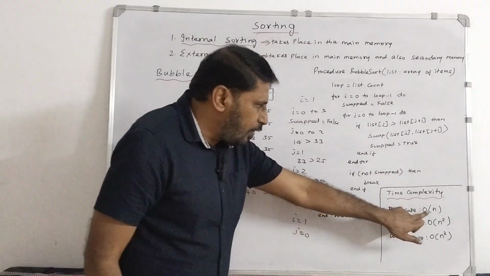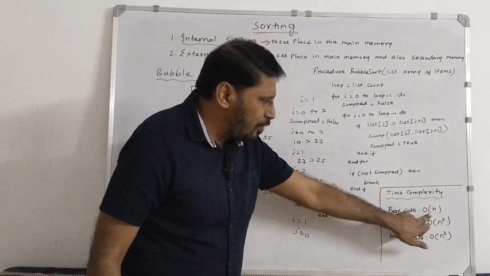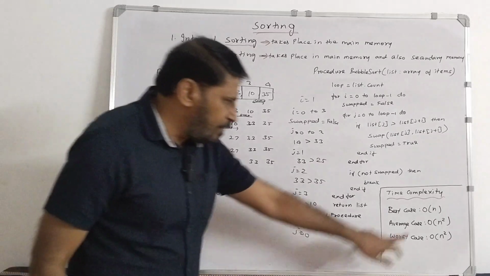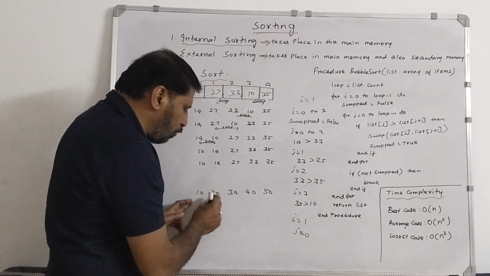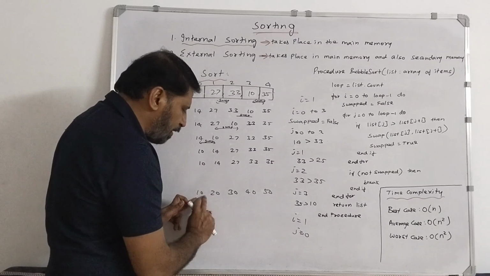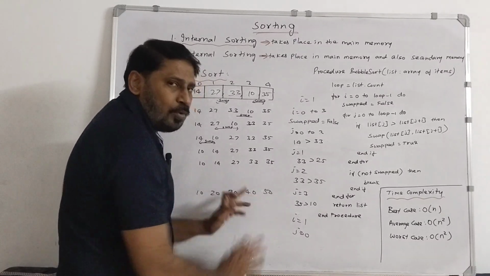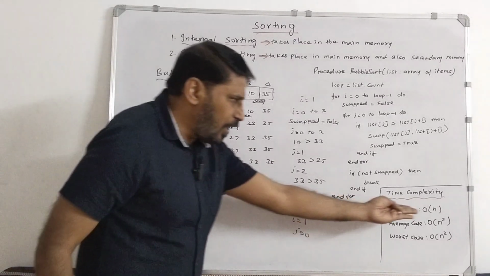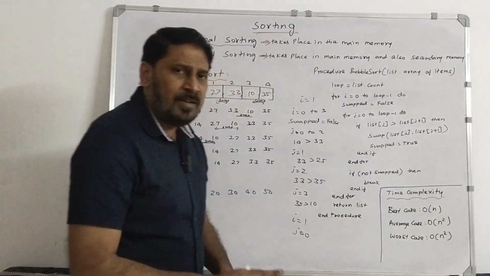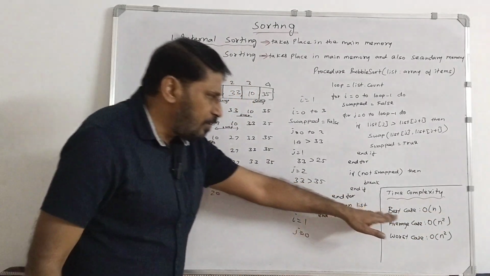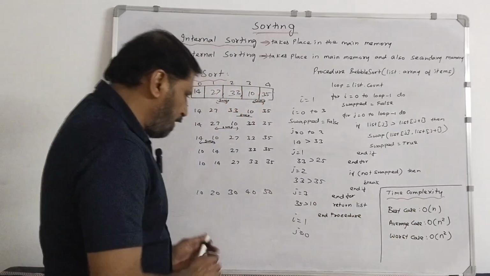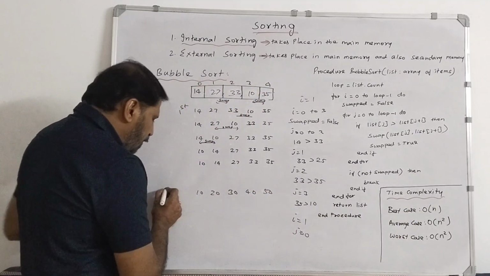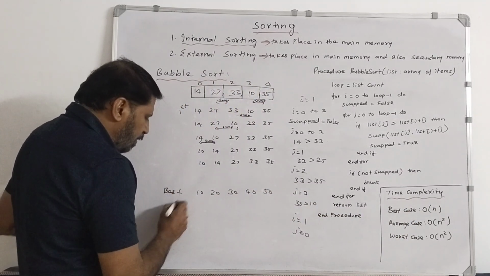So that's why the time complexity of the best case is big O of n. n is nothing but only n times we are comparing. First comparison, second comparison, third one, fourth one. So within n number of times we are winding up the process. That's why it is called the best case. What about the average case?